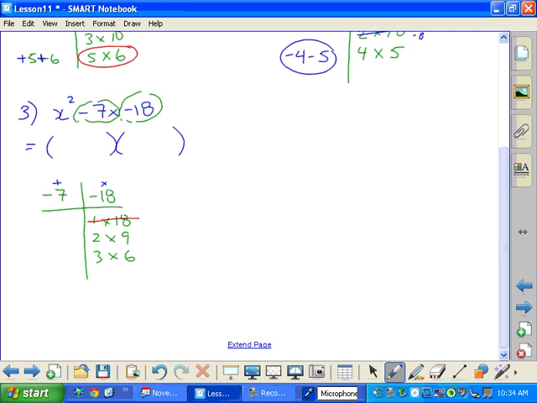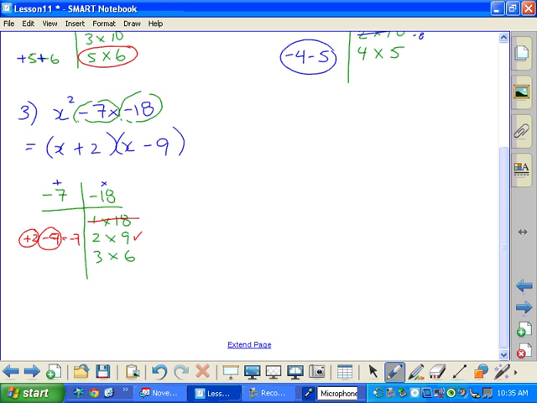So 1 and 18, there's no prayer. 2 plus 9 would give me 11. 2 take away 9, that gives me -7. So if I had +2 and I subtract 9, it gives me -7. So this is the answer right here. And here are your signs. You've done all the hard work right there. You know it's going to be a +2, and you know it's going to be a -9, and it's going to be x and x.